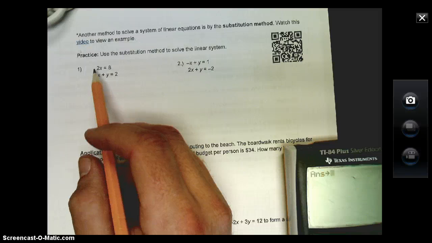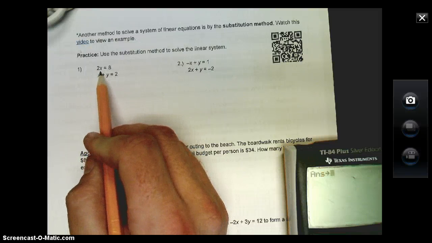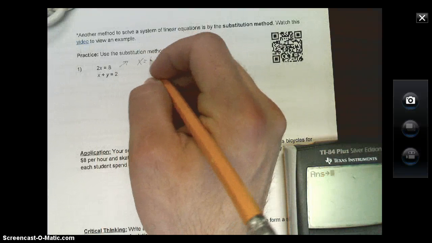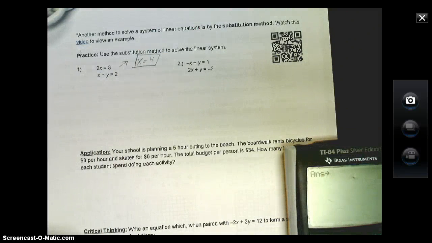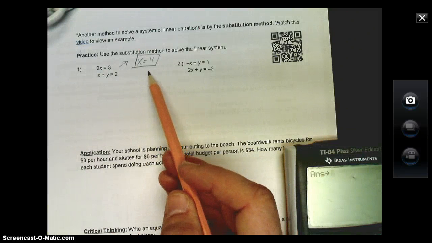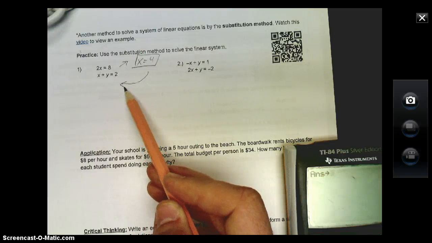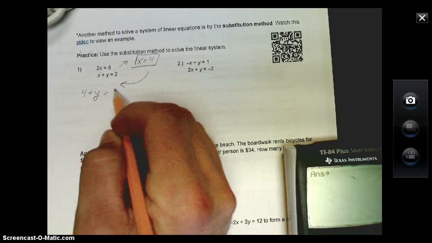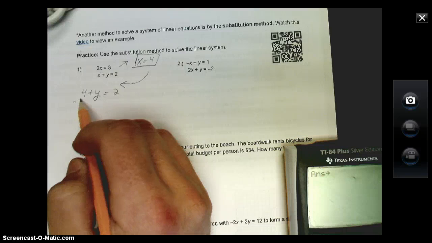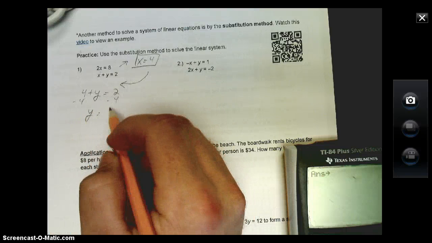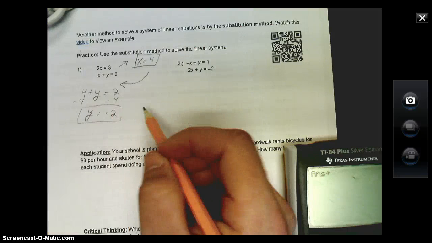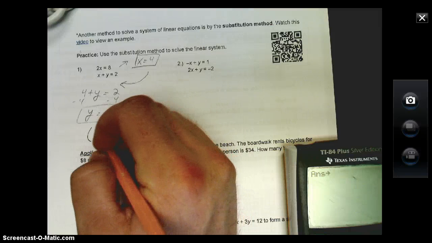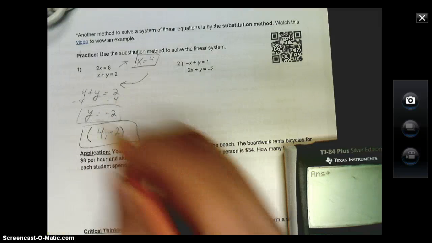In this case, if I look at the first one, 2x equals 8, I can get x by itself. How do I do that? Well, I'm going to divide both sides by 2. I get x equals 4. All right, looking sweet. But now I want to find y. I can take this and plug it back in. So if I put a 4 in for x, 4 plus y equals 2. I can subtract 4 from both sides. Y equals -2. Now, do yourself a favor. Don't leave your answer like this. Every answer in this section is going to be an ordered pair. So (4, -2). Boom, got it.